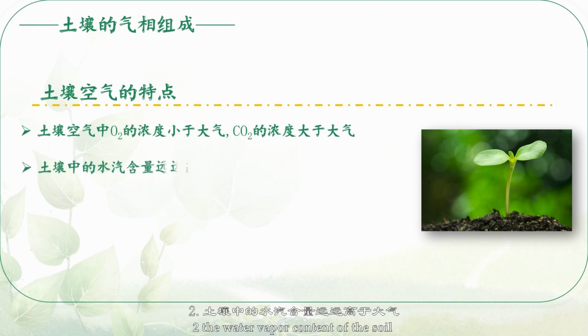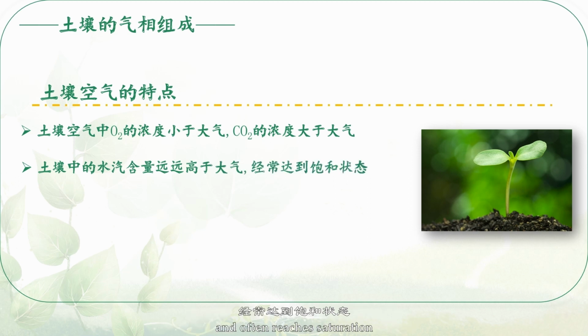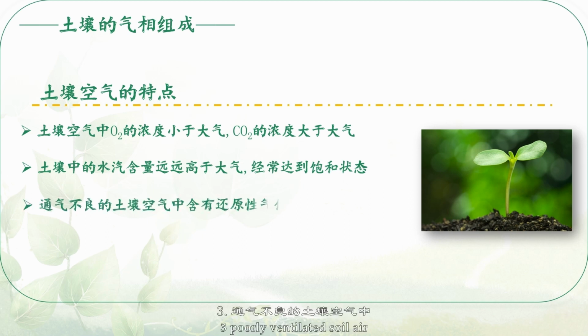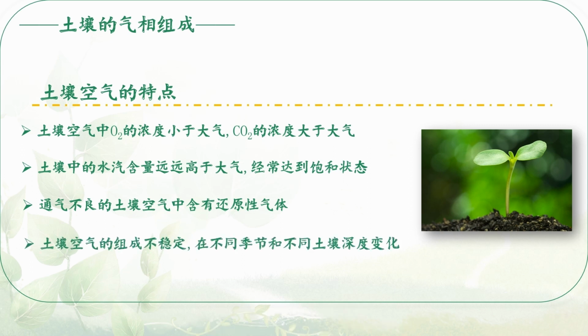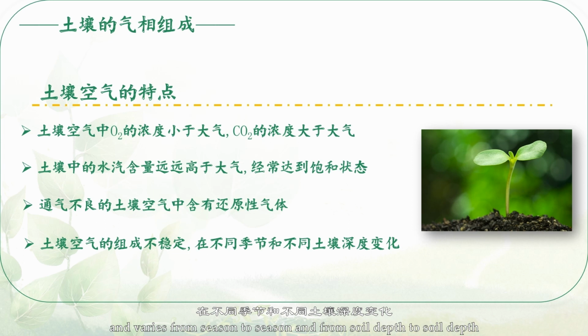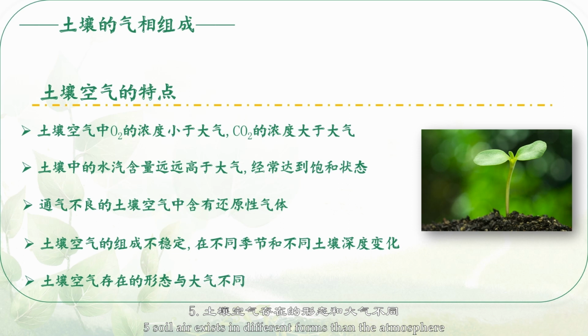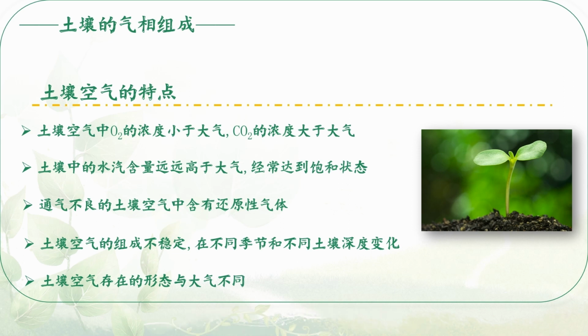2. The water vapor content of the soil is much higher than that of the atmosphere, and often reaches saturation. 3. Poorly ventilated soil air contains reducing gases. 4. The composition of soil air is unstable and varies from season to season and from soil depth to soil depth. 5. Soil air exists in different forms than the atmosphere.